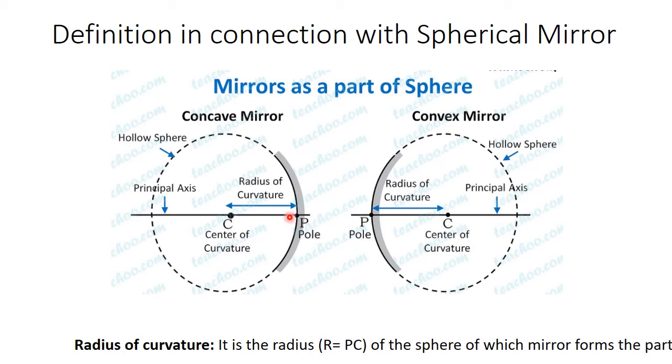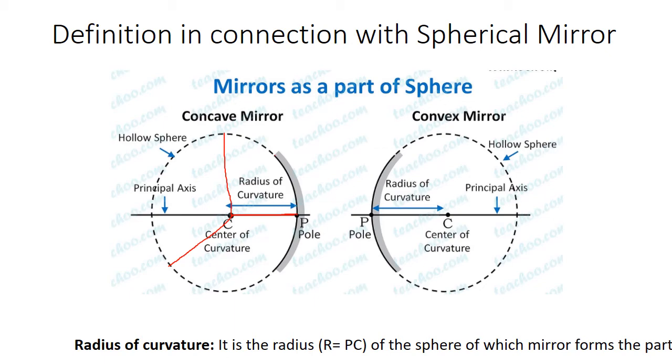Next, let us define radius of curvature. So, what is the radius of curvature? It is the radius r equal to PC of the sphere of which the mirror forms the part. So, in this image, this is the reflecting surface which is a part of this hollow sphere. And since this is a hollow sphere, it will have a radius. And this distance which I have drawn in red is known as your radius of curvature. This is the radius of the hollow sphere. And this distance, the distance between the pole and center of curvature, is known as your radius of curvature.